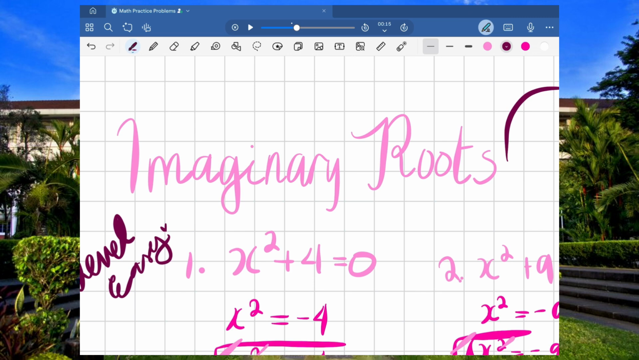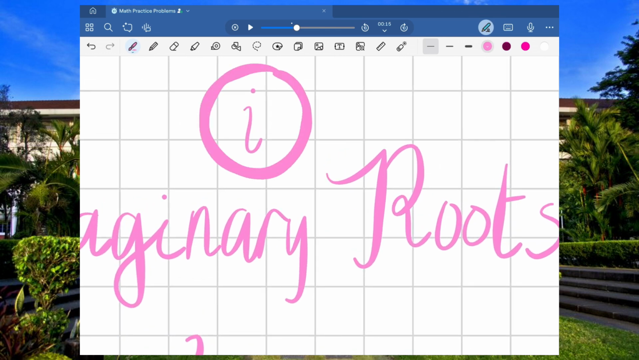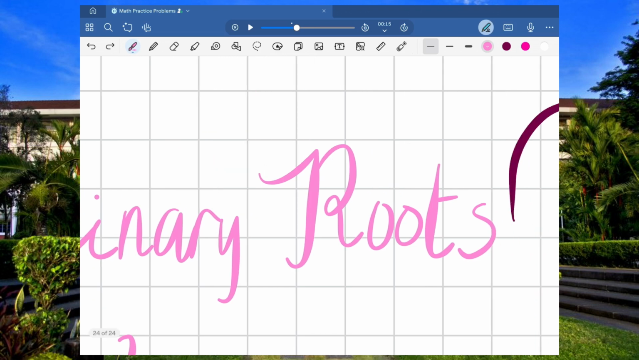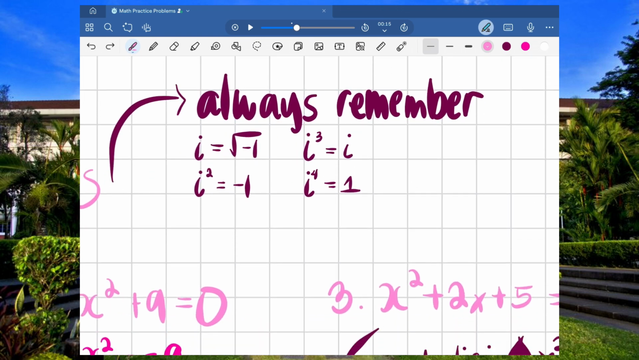So first, in this video, we are going to learn about imaginary roots. Let us define what imaginary roots are. Imaginary roots are roots to equations that involve the square root of a negative number. It is denoted by I, and it also has corresponding values based on its exponent.